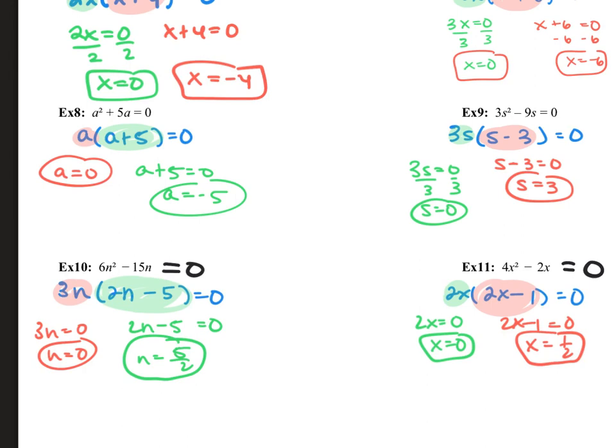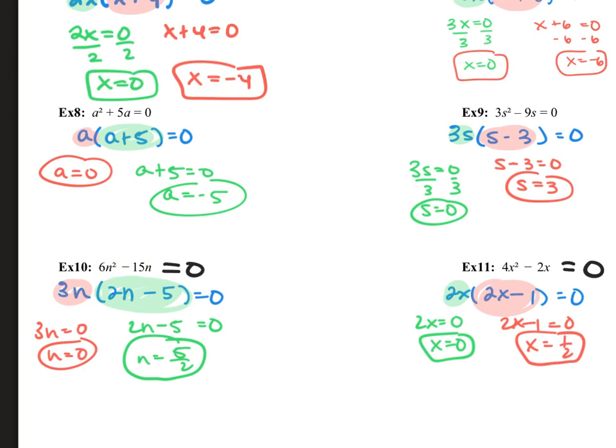Factoring 3s squared minus 9s becomes 3s times s minus 3, and so then if 3s equals 0, s would equal 0, or if s minus 3 equals 0, s would equal 3. And again, along the way, you can check yourself by just making sure, okay, if I were to distribute this, would it give me that? And if it would, keep going.